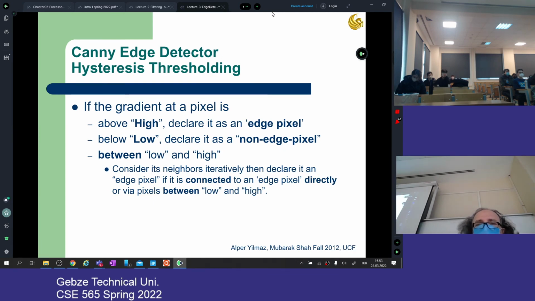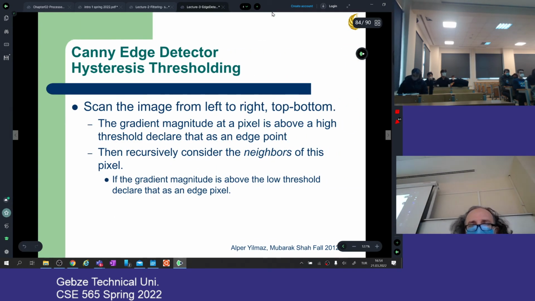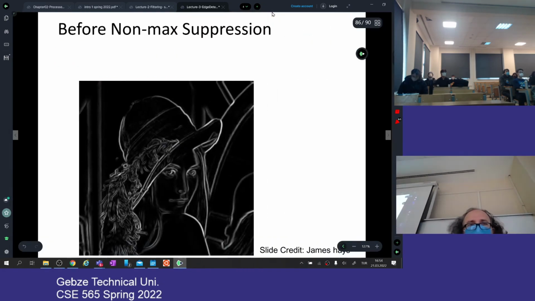And I'm going to do this for all the points in the image, and these are the results. When it comes to the thresholding, I have a high threshold and a low threshold. Anything above the high threshold is an edge pixel. Anything below the low threshold is not an edge pixel. In between, I have this rule: if I am between high and low, but I am connected to a high pixel, then I am an edge. Otherwise, I am not an edge. That's the connected component analysis. So I scan the image from left to right, top to bottom, doing this hysteresis thresholding, and these are the final results.